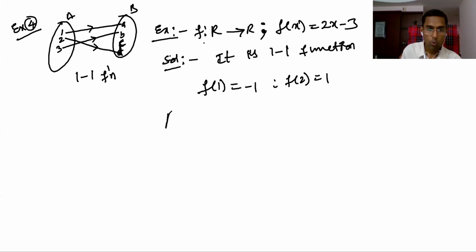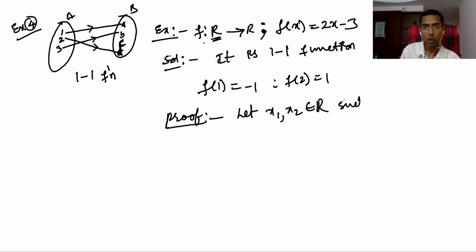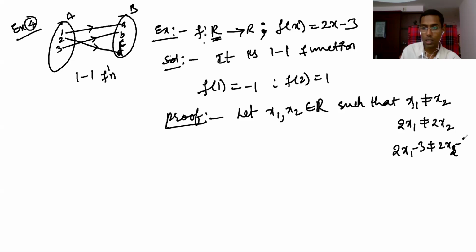So how do you prove it? There is a way to prove it. Let's take two different elements, x1 and x2, from A, where A is the set of real numbers, such that x1 is not equal to x2. Then if you multiply by the same quantity, they will not be equal. If you subtract the same quantity, they will not be equal. So 2x1 minus 3 is not equal to 2x2 minus 3. So for different elements, the images are also different: f of x1 is not equal to f of x2.